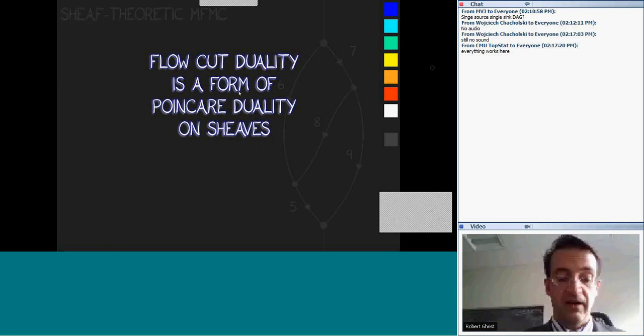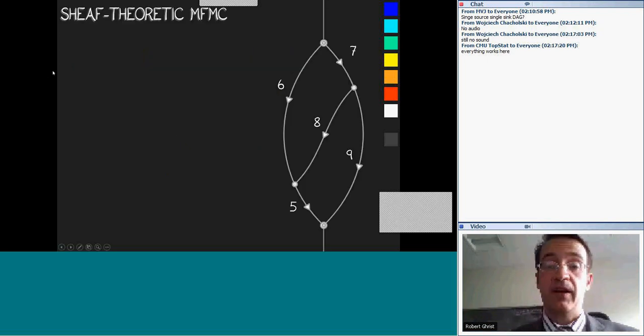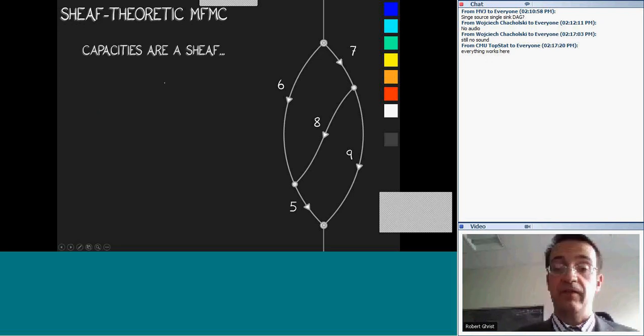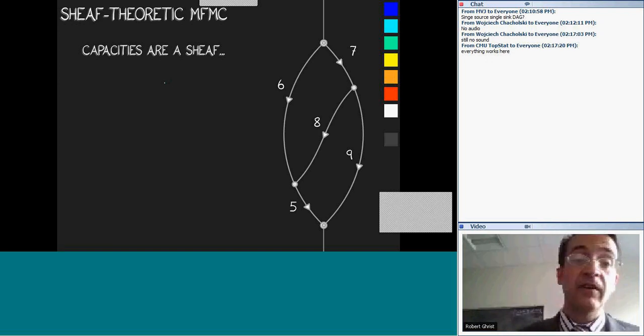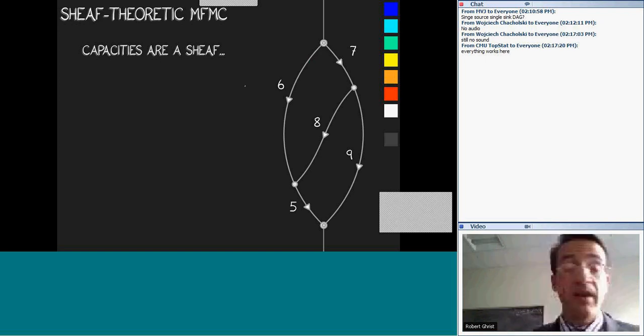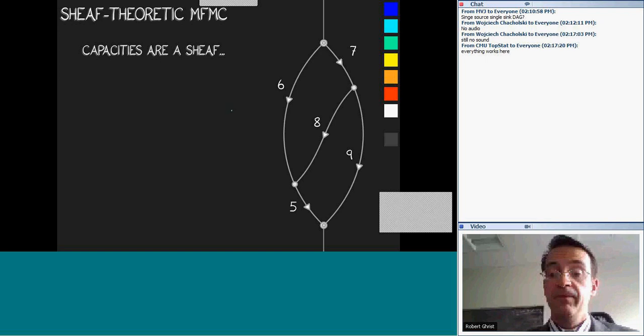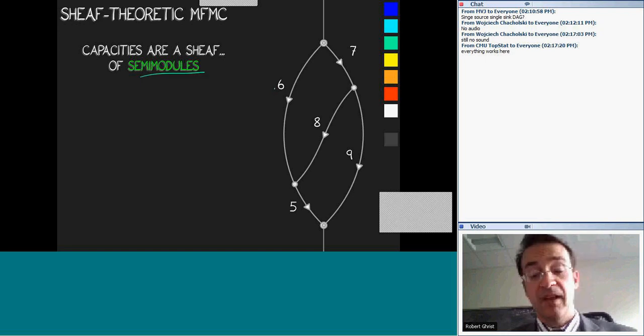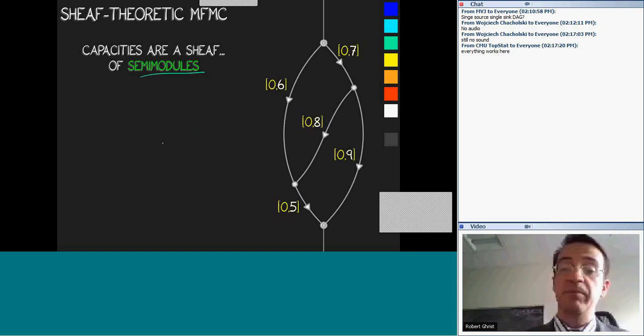All right, here's a high-level view of what is happening inside of a sheaf-theoretic version of the MAXFLOW-MINCUT theorem. When you look at the problem, consider the capacities. These capacities are best encoded as a sheaf over the space, over the graph. Now, what do I mean by that? Well, in the particular case of the classical MAXFLOW-MINCUT theorem, the sheaf is a sheaf of semi-modules. I'll define that in a minute.